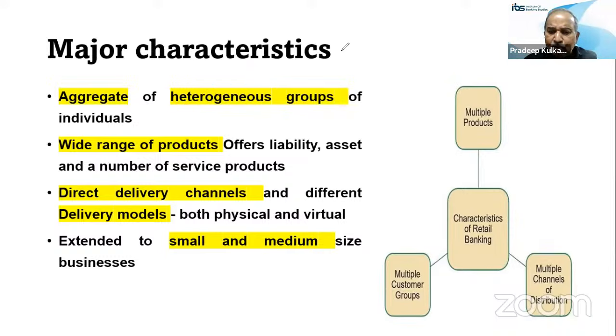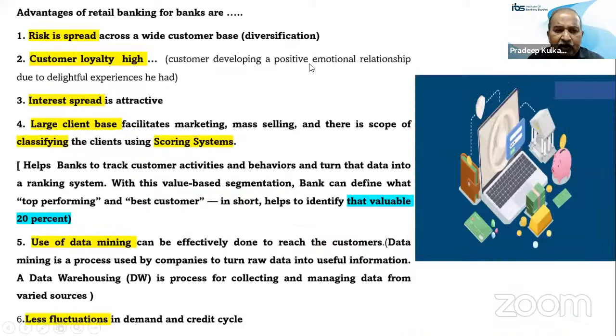Because retail is all about small amounts of loans with the least risk. And which are all the advantages you can see here? Risk is spread because we are giving to so many people, and all together it becomes a loan portfolio, the retail portfolio. Even if a few accounts become bad, there is not a big shock to the bank because a huge amount is not going to become NPA suddenly. That is one of the big advantages, and we call it spread risk. Risk is spread across multiple customers, a wide customer base.